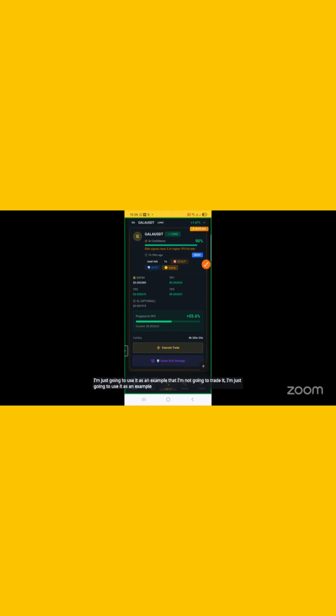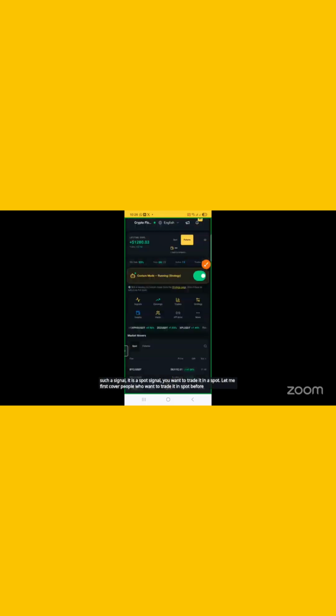So what do you do? Let's say you want to trade such a signal. It is a spot signal and you want to trade it in spot. Let me first cover people who want to trade it in spot. Before you trade in spot, make sure spot is selected here. Make sure spot is selected. And once spot is selected, come back here to strategy.